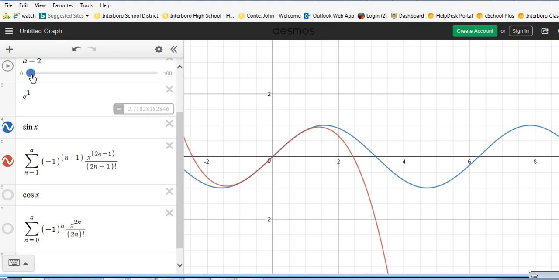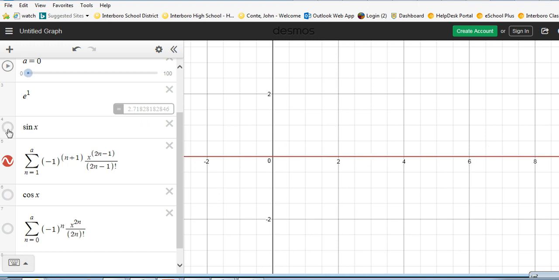And we'll keep going. And again, you'll see that by the time I get to the 14th term, like we talked about with the exponential, you can't tell the difference between those two graphs. It's pretty cool to see. All right. Now let's do cosine.